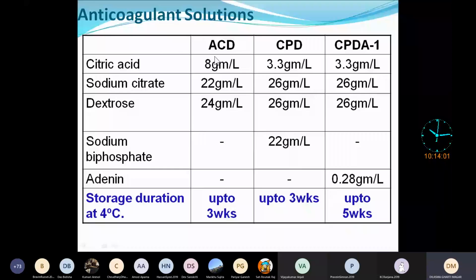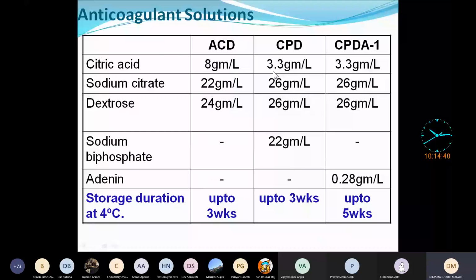So in the case of ACD, citric acid is 8 gram per liter, sodium citrate is 22 gram per liter, and dextrose, D stands for dextrose, is 24 gram per liter. This ACD doesn't have sodium biphosphate, or phosphate, and adenine is not there. Whenever ACD is used as the anticoagulant, we can store the blood up to 3 weeks. Understood here?